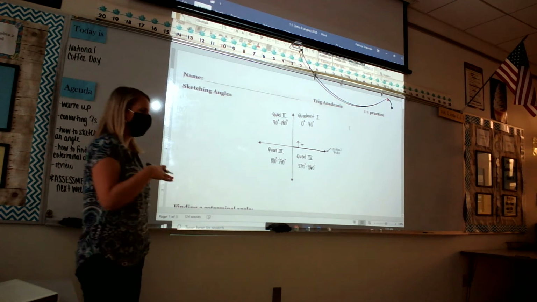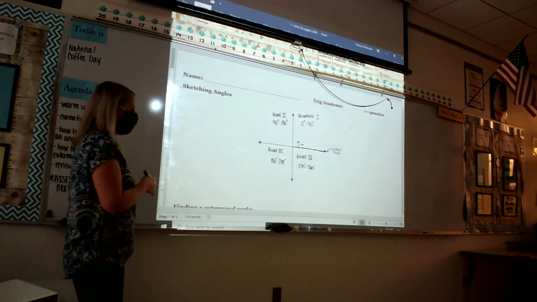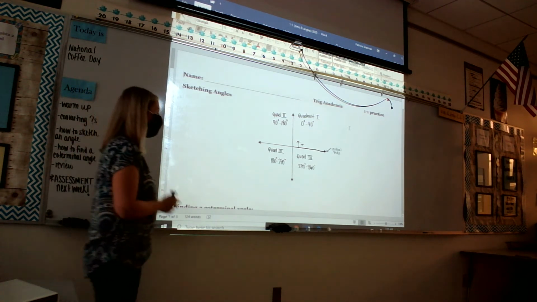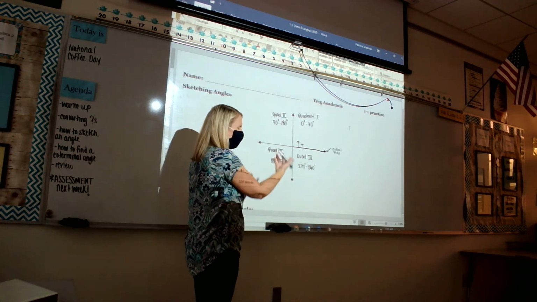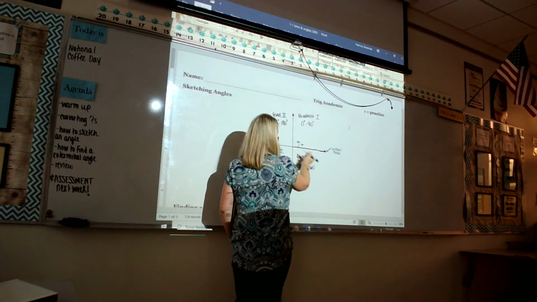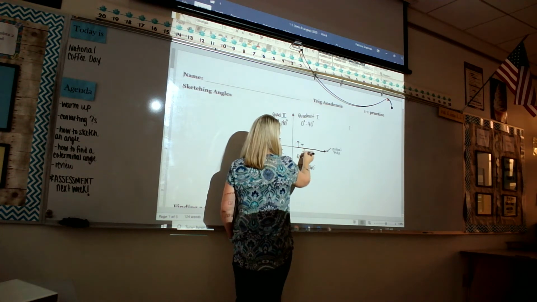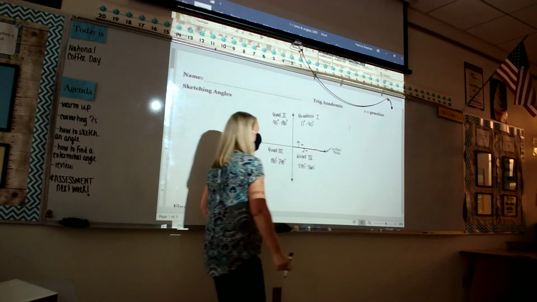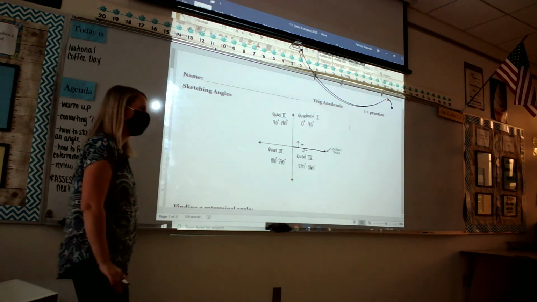So when we say sketch, we're not being super exact. You can just give me a general idea of where something would be. Once again, we start on the initial side. You'll see once I actually do a problem. If it's positive, you go counterclockwise. If it was a negative angle, you go in the opposite direction. So we'll see what that actually looks like in a second.